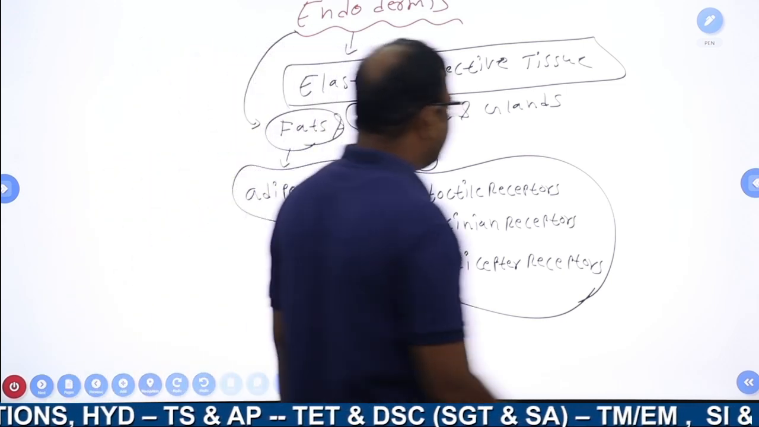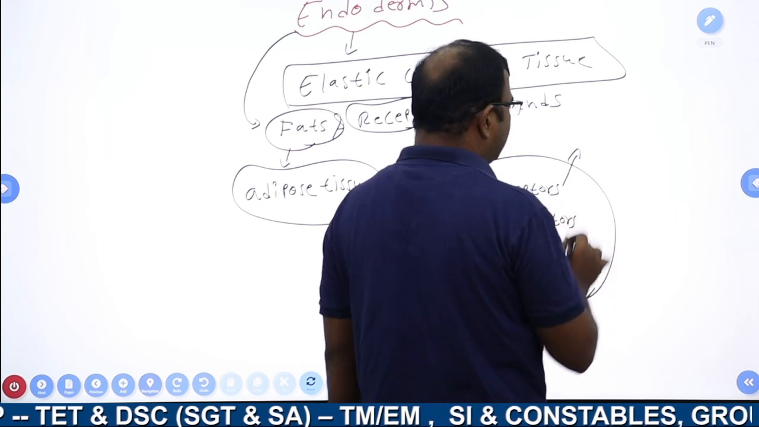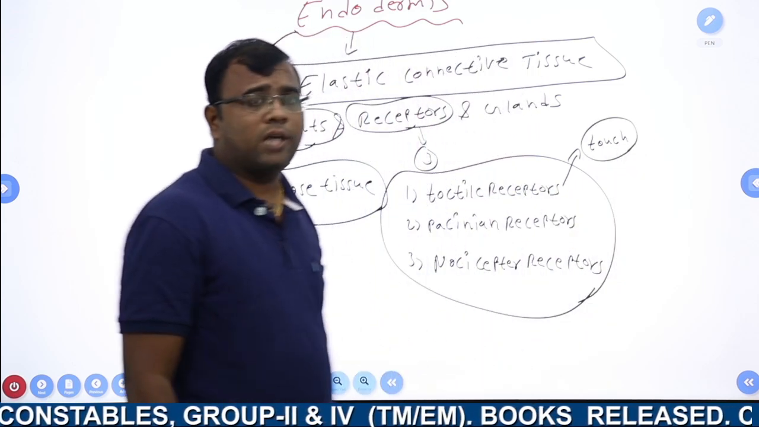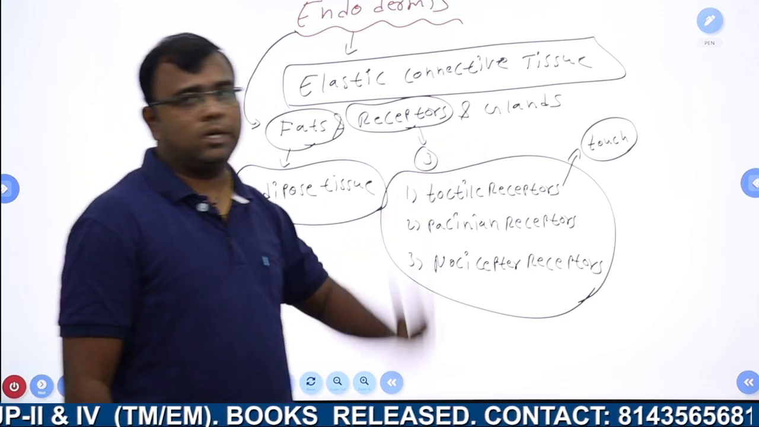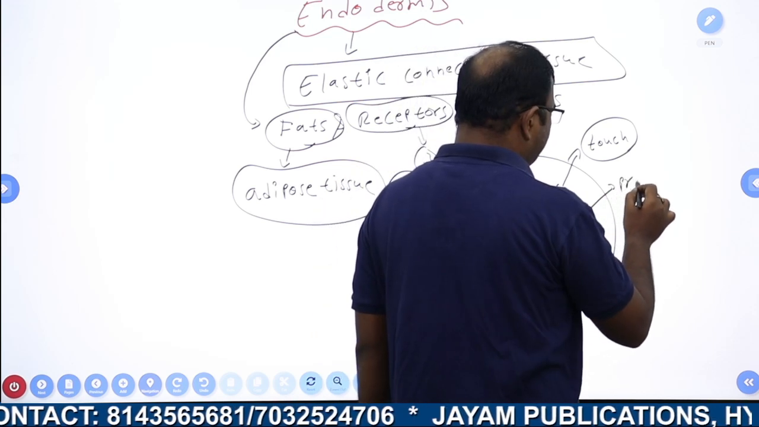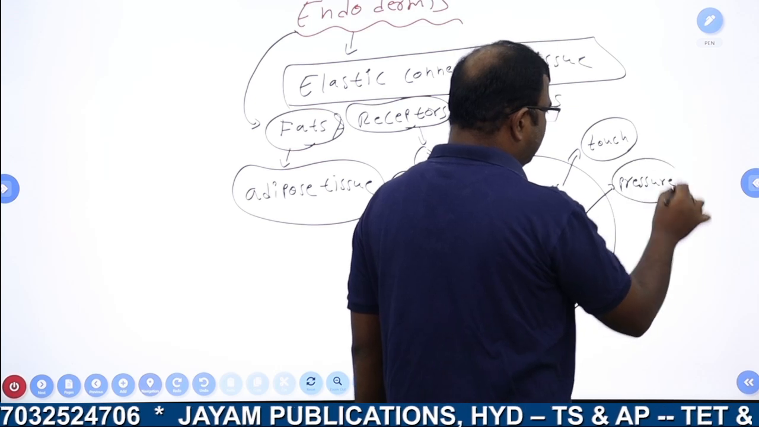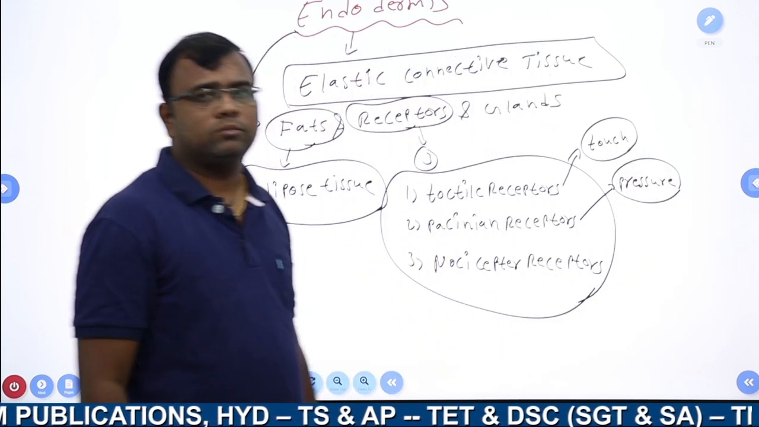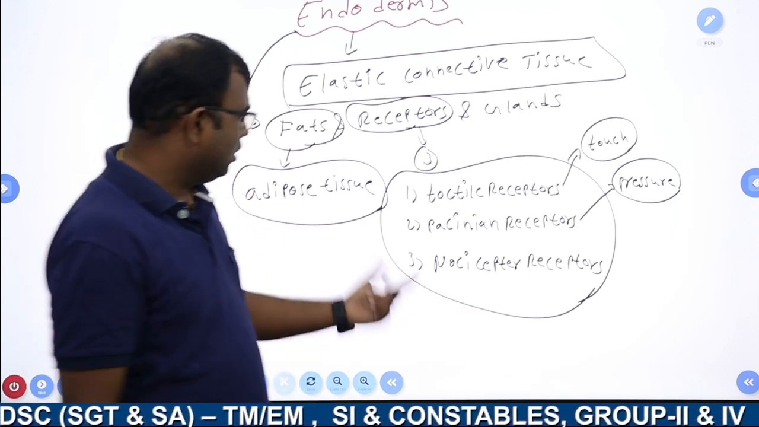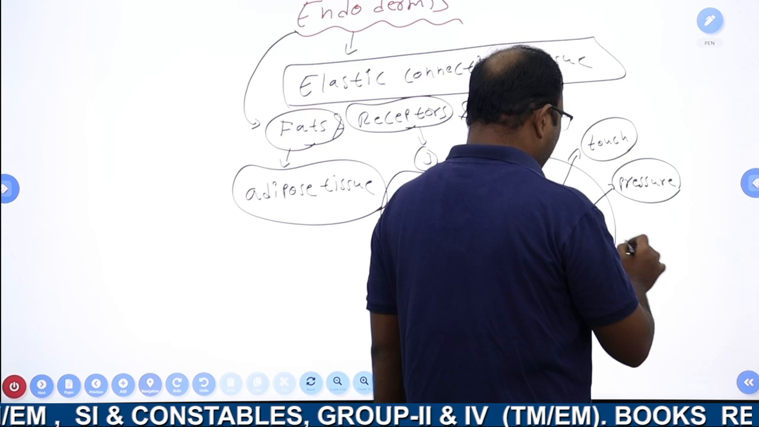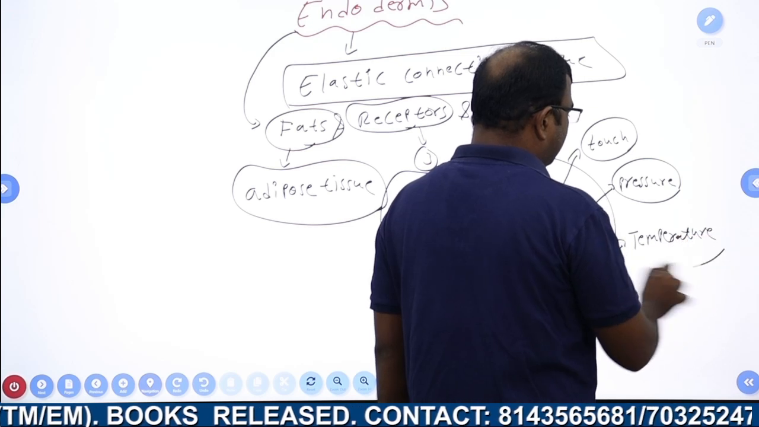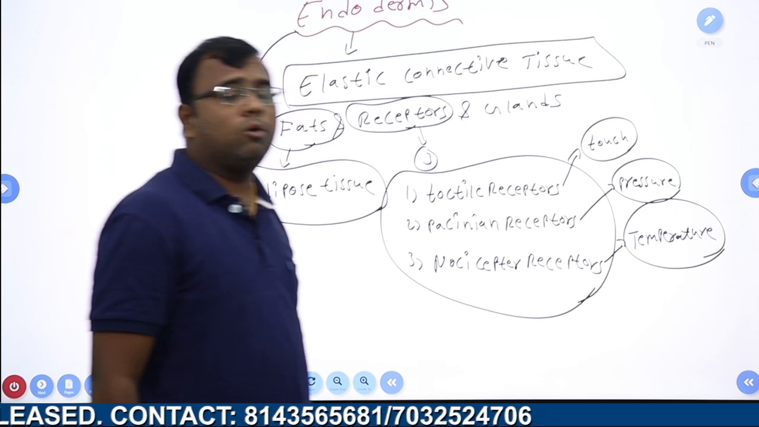The tactile receptors only for touch. Next, second one, the Pacinian receptors only for pressure. The Pacinian receptors only for pressure. Next, the nociceptor receptors only for temperature.